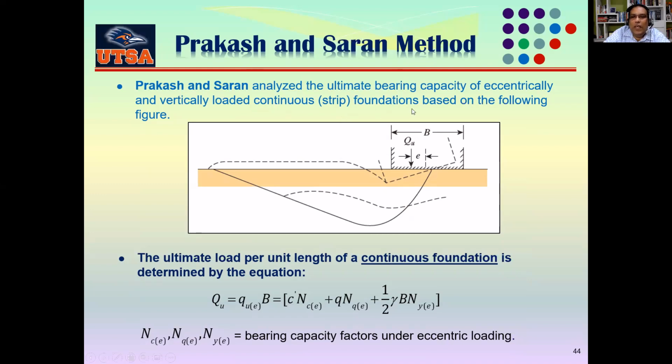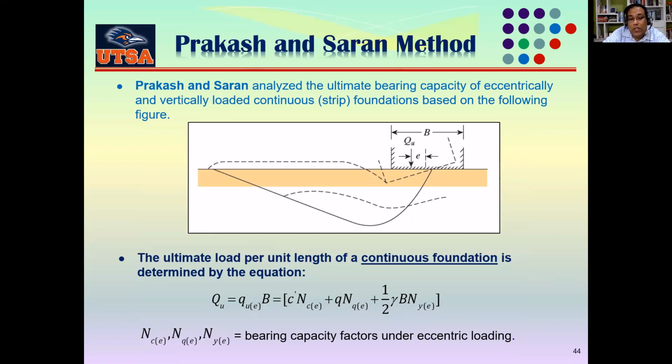Okay, continuous footing foundation. So what he is saying is the ultimate load per unit length of a continuous foundation is determined by the equation Q_u equal to c N_ce, q N_qe, and half gamma B N_gamma e. Actually, that would be gamma e. So these are basically the bearing capacity factors under eccentric loading, okay? You can see here that there is no shape, depth, or inclination factor here, okay?